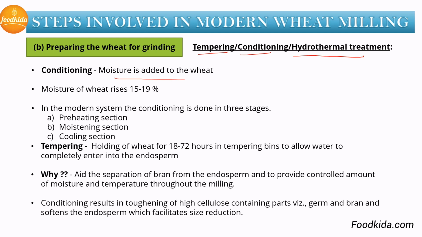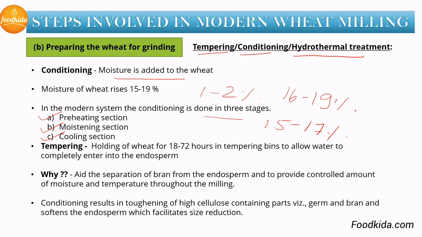Moisture content of wheat rises from 11 to 12% and increases to 16 to 19% in hard wheat varieties and 15 to 17% in soft wheat varieties. In modern systems, the conditioning is done in three stages: preheating section, moistening section and cooling section.